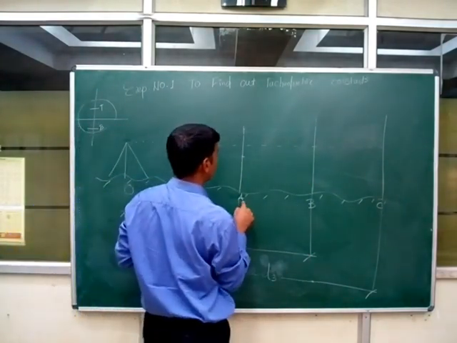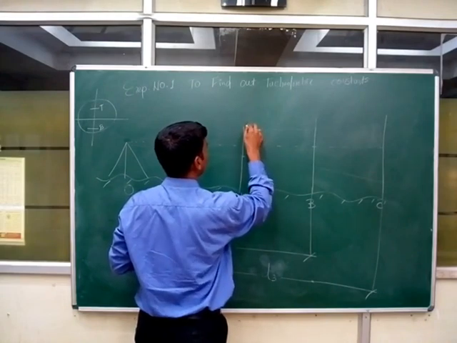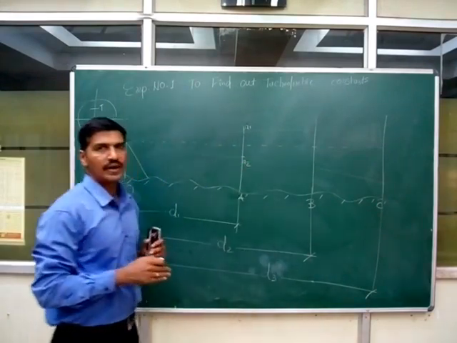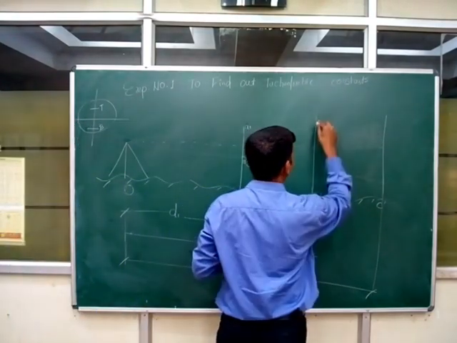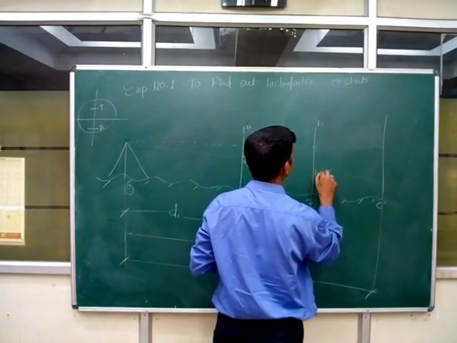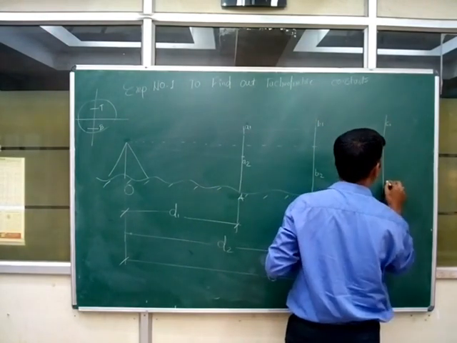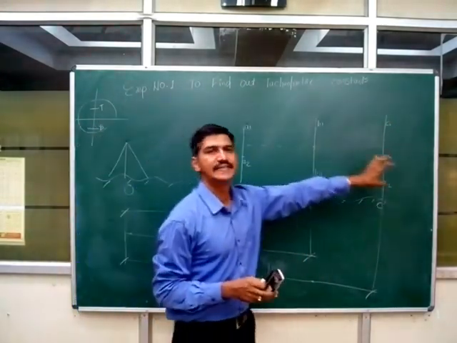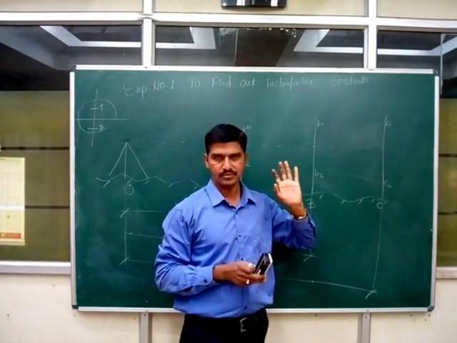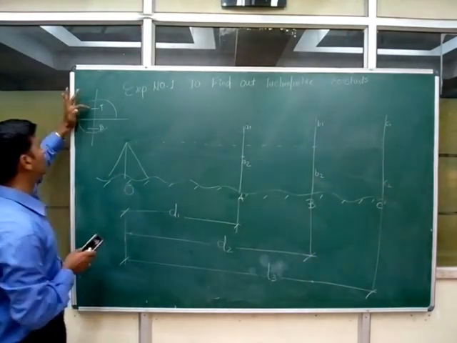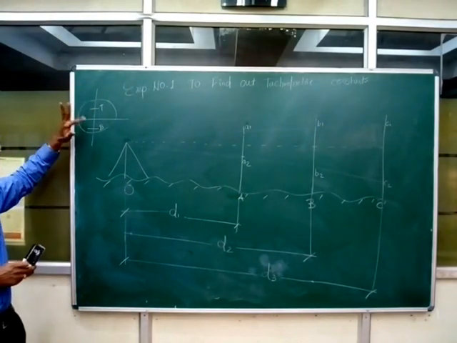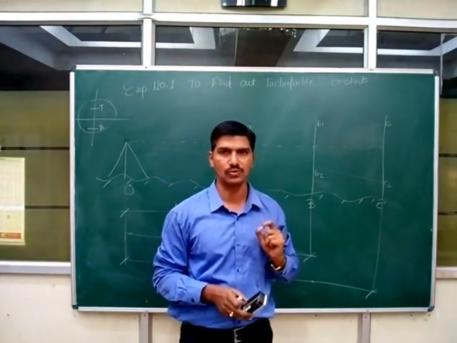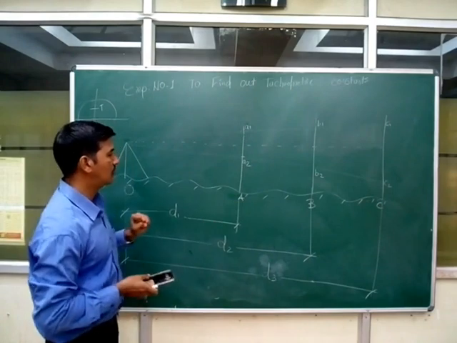If it is staff A, suppose small a1 will be my top crosshair reading and small a2 my bottom crosshair reading. On the same line, b1 and b2, c1 and c2. Likewise, we have to observe a total of 6 crosshair readings, concerning the top as well as bottom crosshair readings. We need not go for the middle hair. Okay students, so this is all about the fieldwork that we have to do.